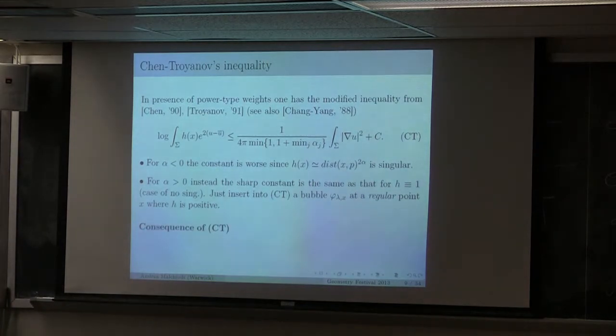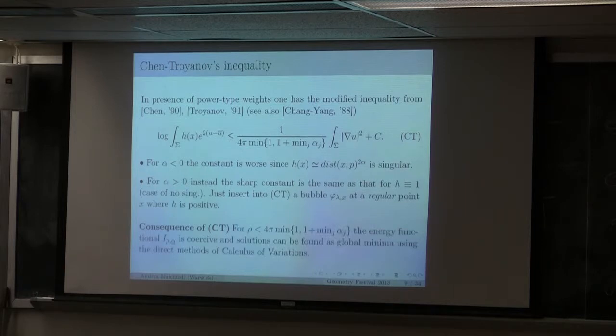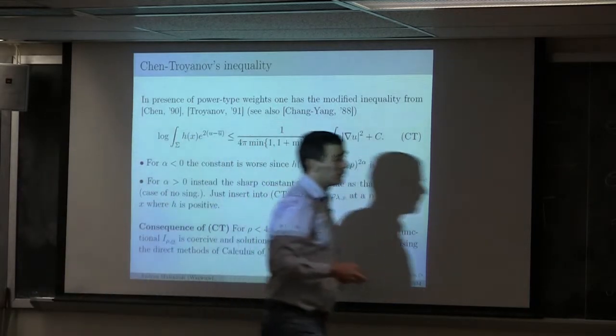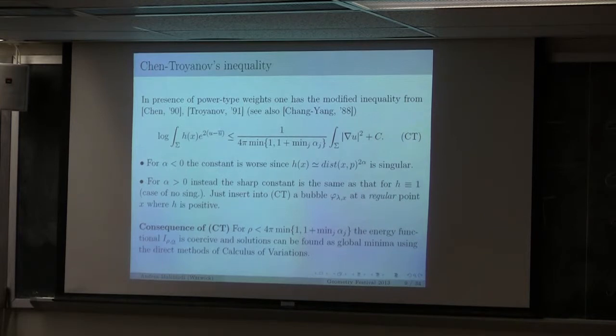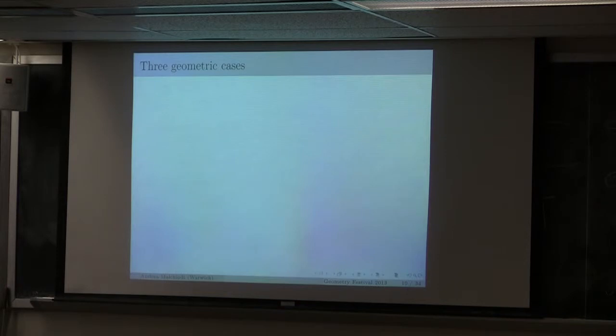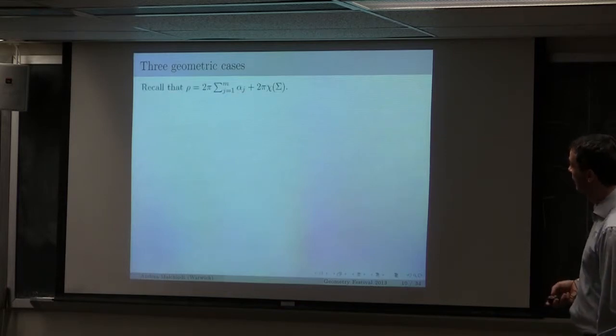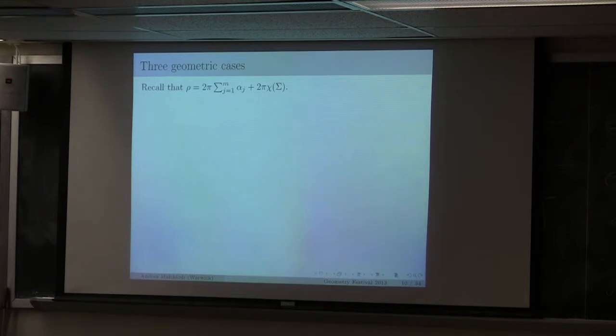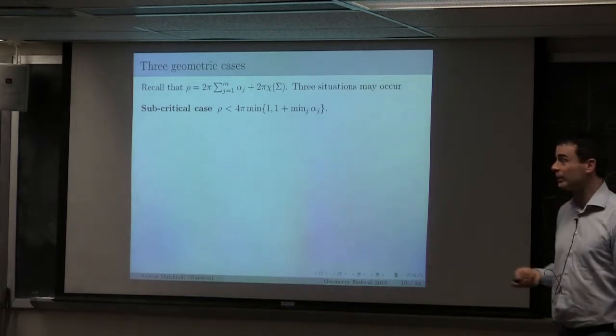So what's the consequence of this inequality? When rho is sufficiently small, you can easily control the logarithmic term by means of the Dirichlet energy, and therefore your functional has a global minimum. Just apply the direct methods of the calculus of variations. All right, then there are three geometric cases, given by the value of rho constrained by the Gauss-Bonnet formula. The first is the so-called subcritical case, which is the one I described before.